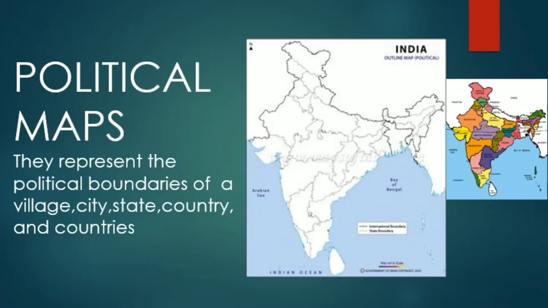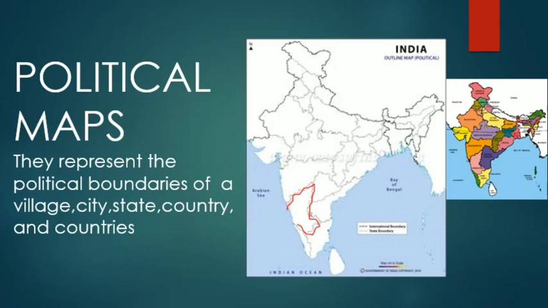Again, I have taken here the India map. Here all the boundary lines of the states are given. So it is a political map of India. Boundary lines of states. Nothing else is given, just the boundary line of a state. Karnataka state, you see. This is Karnataka. So it represents only boundaries.